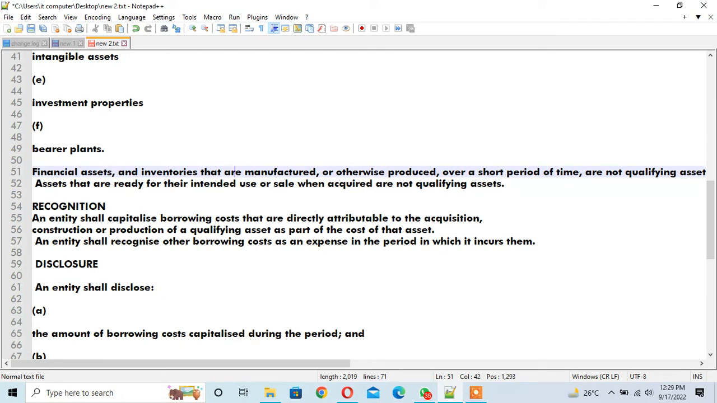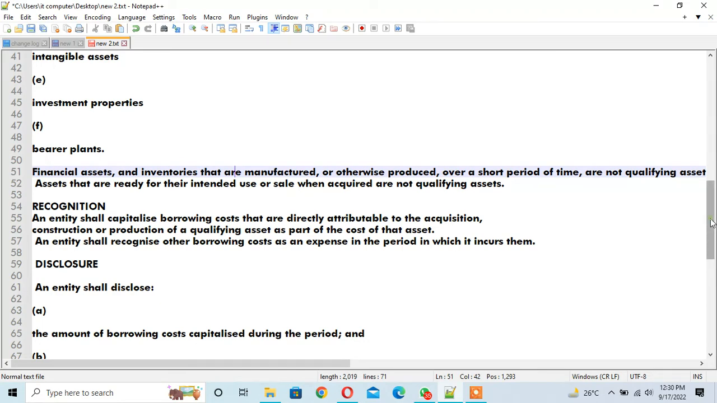Now, the recognition. We record all transactions in accounting and bookkeeping software or in a manual way. An entity shall capitalize borrowing costs that are directly attributable to the acquisition, construction or production of a qualifying asset as part of the cost of that asset. An entity shall recognize other borrowing costs as an expense in the period in which it incurs them.